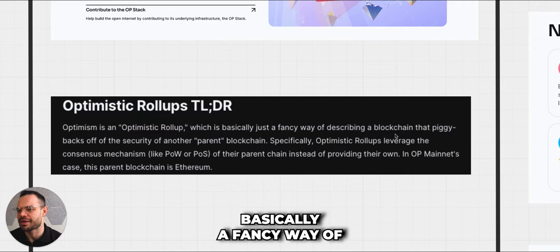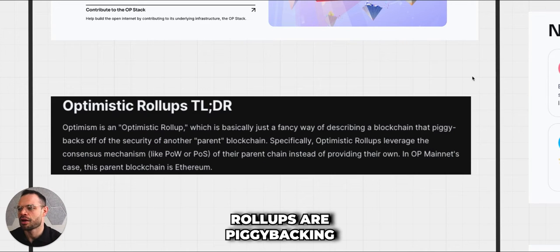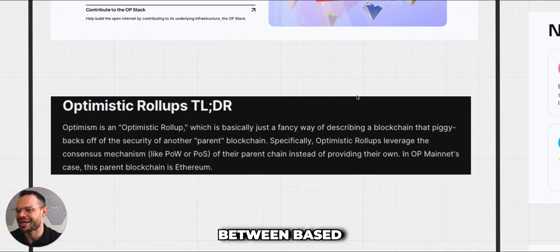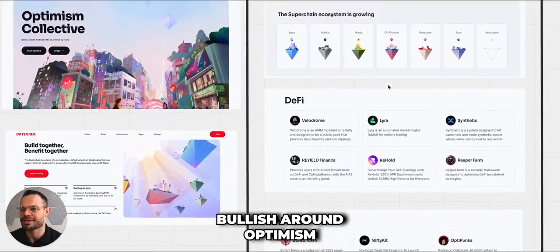And you might hear a lot of talk about optimistic rollups, which are basically a fancy way of describing a blockchain that piggybacks off the security of another parent blockchain. And in this case, optimistic rollups are piggybacking on the security of the Ethereum network, as they call out here. So you might hear other networks using optimistic rollups, like Base, for example. Base, as another Layer 2 scaling solution for Ethereum, also leverages optimistic rollups as part of their stack. So there's some intertwinement going on between Base and Optimism. And if you're bullish on Base, there's a knock-on effect here with being bullish around Optimism as well.